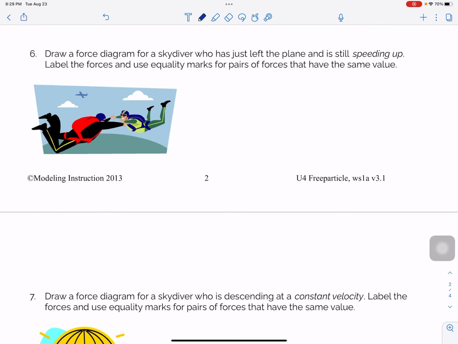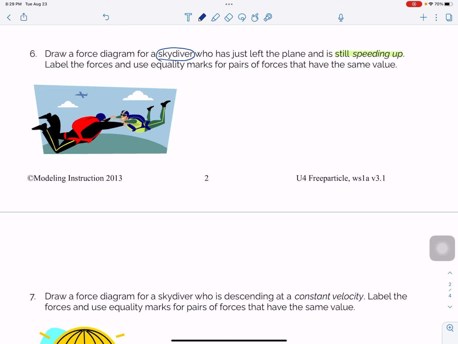Okay, so for number 6, again, we're going to determine whether we're in equilibrium or non-equilibrium. And so we read that it is still speeding up. So we know that it's not equilibrium, which means we're going to have arrows. Some arrows are going to be longer than other arrows. And we want to do it for the skydiver. And so we're going to do a schema.